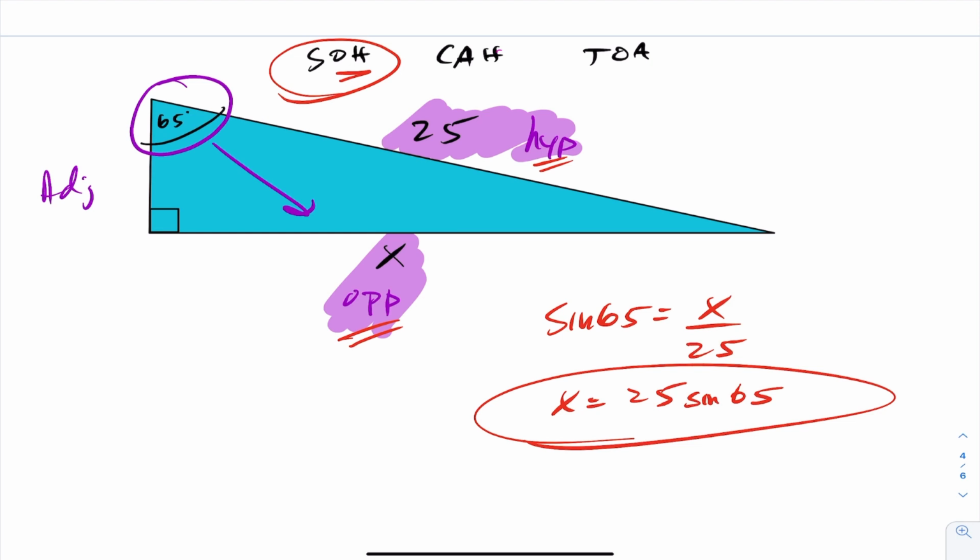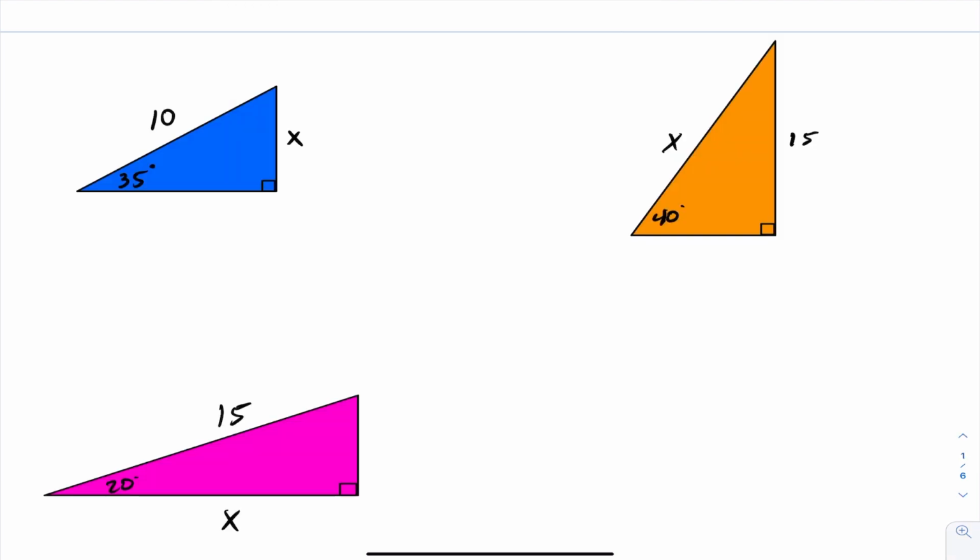Let's try some more examples. Okay, let's try this example up here. So again, we're going to reference our 35 degree angle. I'll use that as my reference. This is my opposite. Across from your 90 degrees is your hypotenuse, and the leftover one is your adjacent.